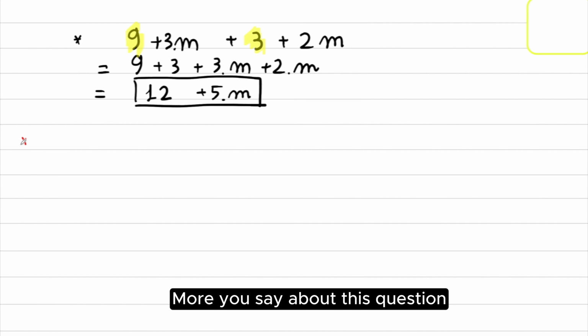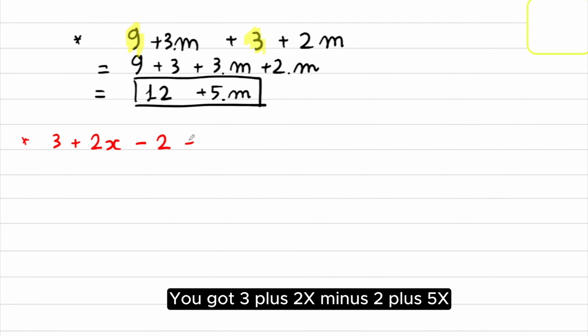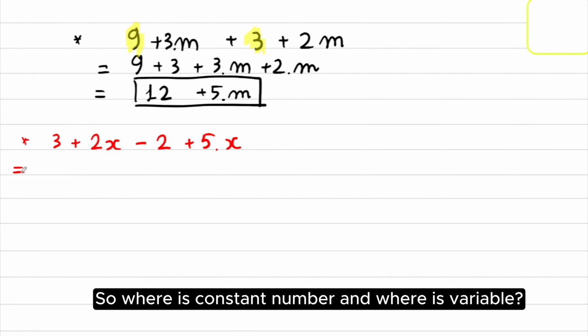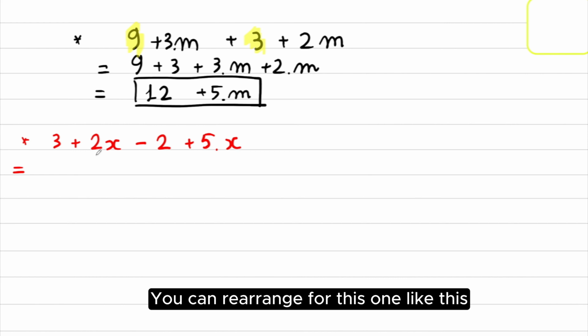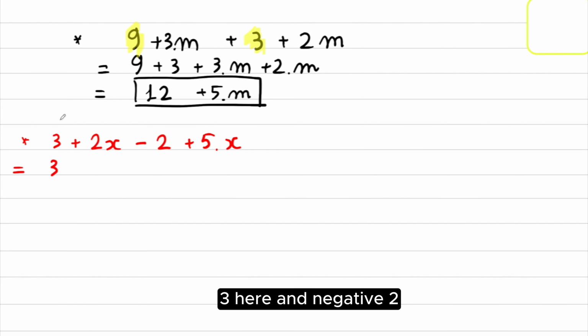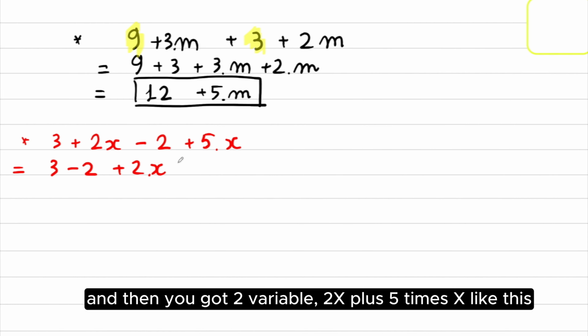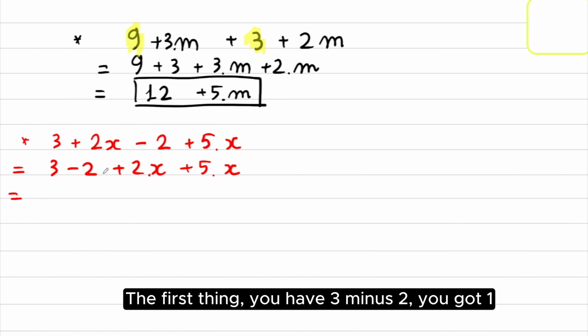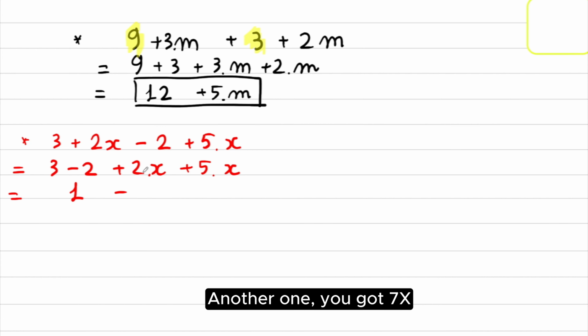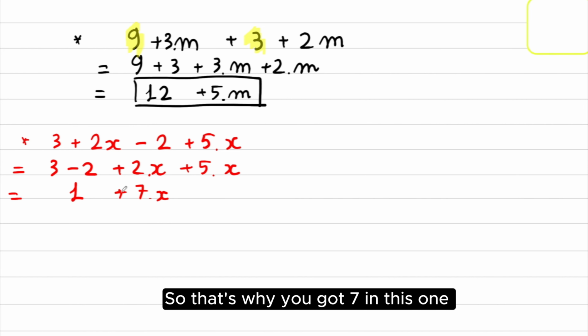More exercise about this question. You have 3 plus 2x minus 2 plus 5x. Okay, so where is the constant number and where is the variable? You can rearrange this one like this. 3 here and negative 2. And then you have 2 variable terms, 2x plus 5 times x. The first thing, 3 minus 2, you get 1. The other one you get 7x because you have 2x plus 5x. So that's why you get 7x in this one.